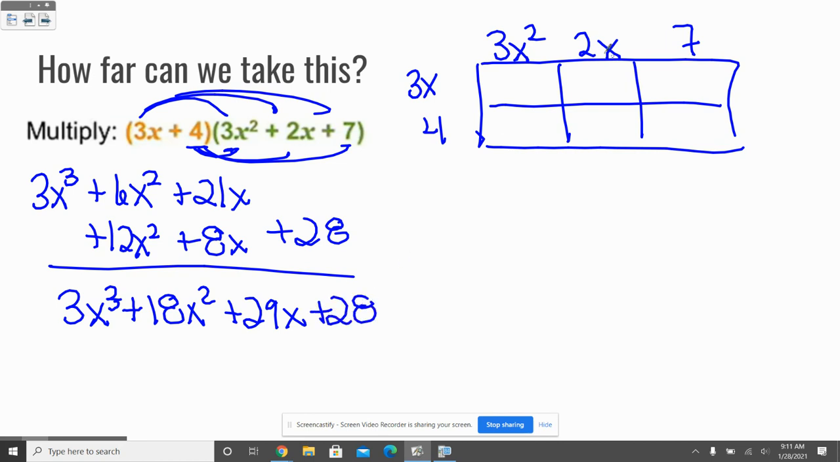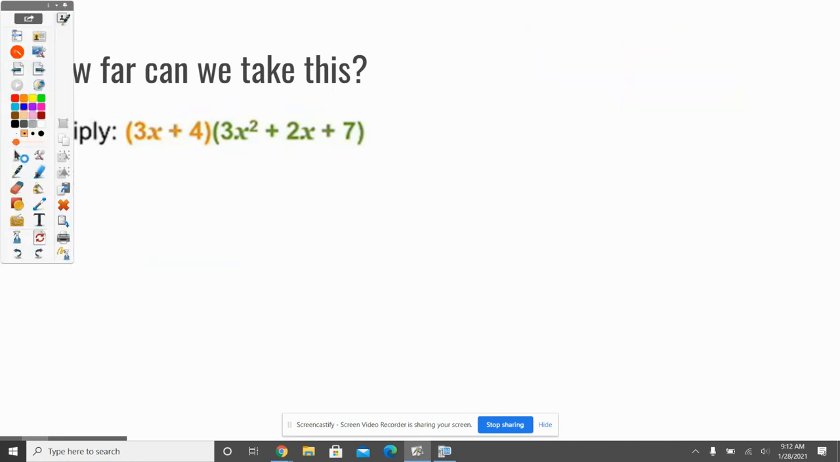So if you would have done it this way, you can see 3x squared times 3x is 9x to the 3rd. 3x and 2x is 6x squared. 21x. 12x squared. 4 times 2x is 8x. 4 times 7 is 28. And then you can look for the like terms in the boxes, and you still have to simplify it out. I think some of you called that lattice multiplication before too.